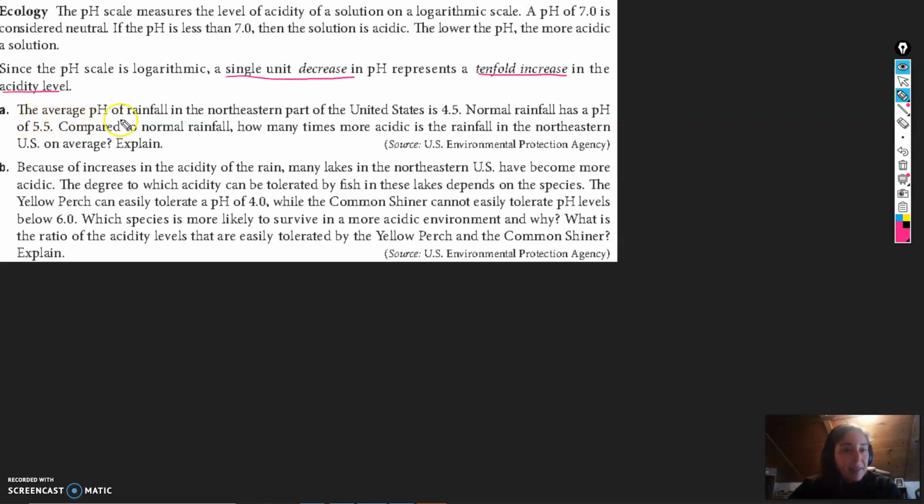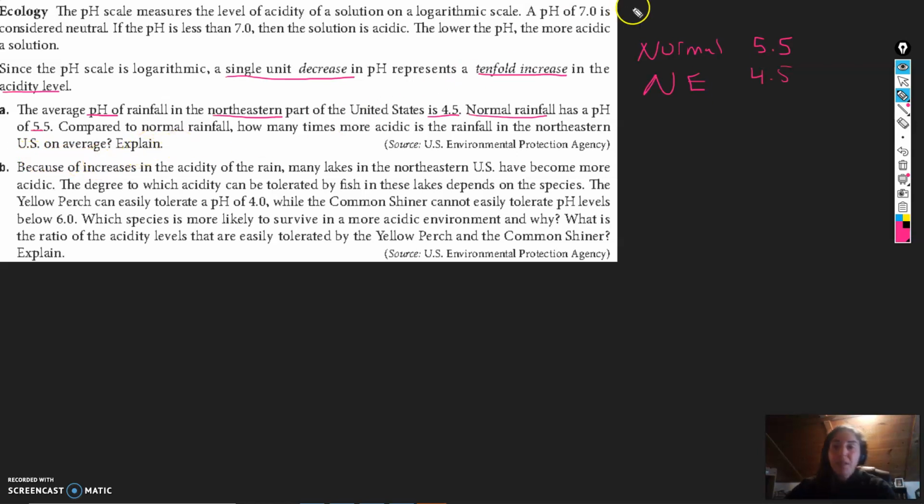A. The average pH of rainfall in the northeastern part of the United States is 4.5. So the pH in the northeast is 4.5. Normal rainfall has a pH of 5.5. So normal is 5.5, and northeastern is 4.5. How many more times acidic is the rainfall in the northeastern United States on average?